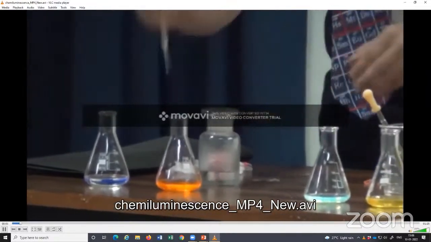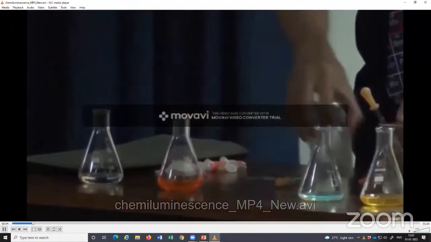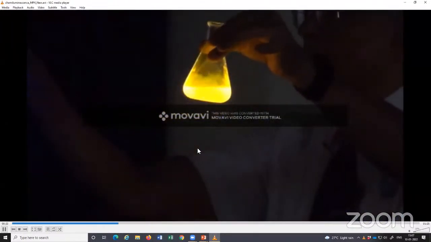Good. And please switch off the lights, please. Kill the audio. And I just want to show you that these are the conical flasks in which dichloromethane, oxalyl chloride, and the particular dye have been kept. And then you will see me adding the hydrogen peroxide, and immediately the color will be produced. Okay, you see the beautiful blue-violet color here, and the yellow-orange color in the solution containing rubrene.